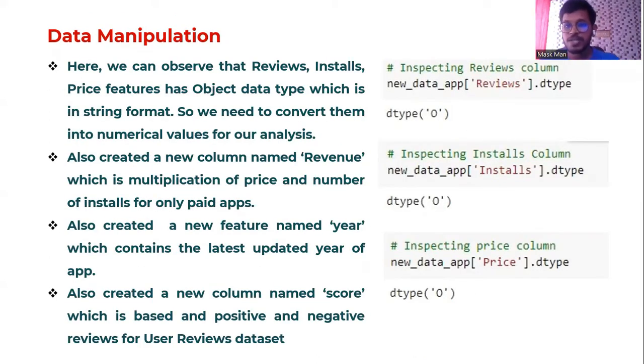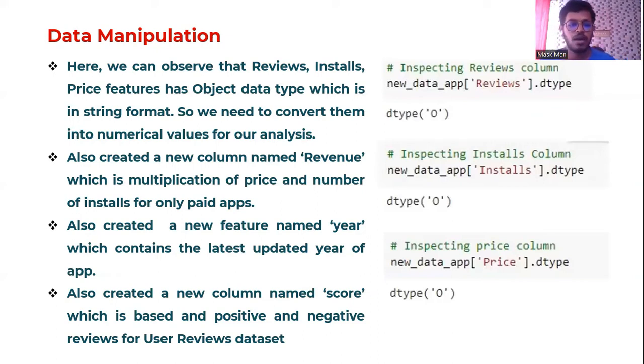And next one is data manipulation. In data manipulation, we have to change the values of the features. For the exploratory data analysis, the Reviews feature values have object data type, so we have to convert them into integer. Likewise, we have Installs and Price features also. And I also created a new feature named Year, which is extracted from the latest update date.